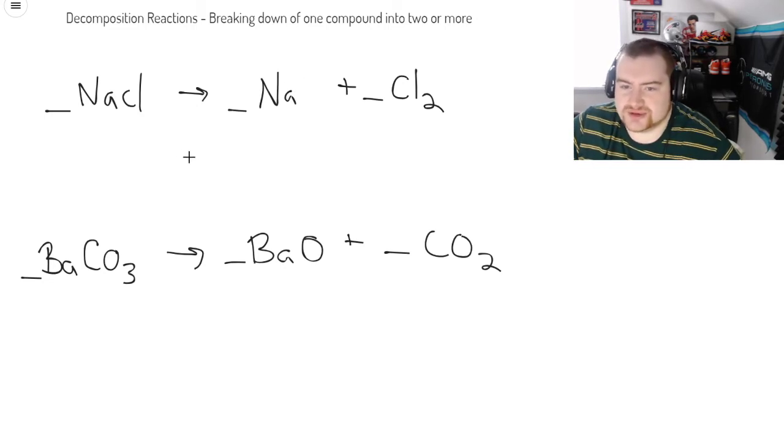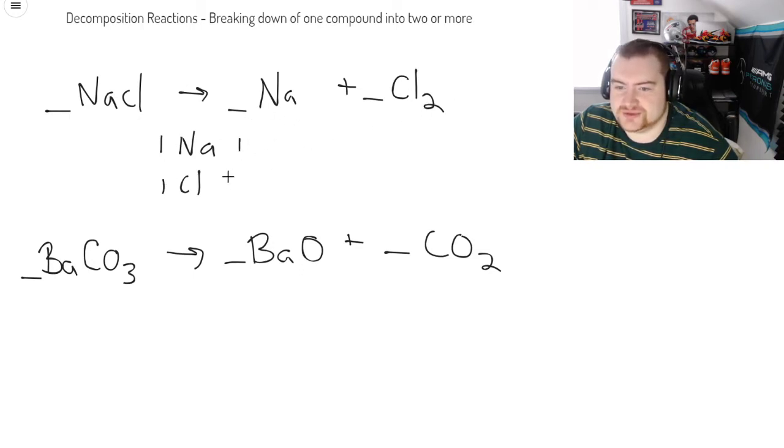So the first thing we're going to do is start off with the elements. We have sodium and we have chlorine, and we're just going to count how many of each we have on each side. If you look on the left side, we have one sodium. How many chlorine do we have? We also have one. On the right, we have one sodium and two chlorine. Okay, so now we have to balance it out.